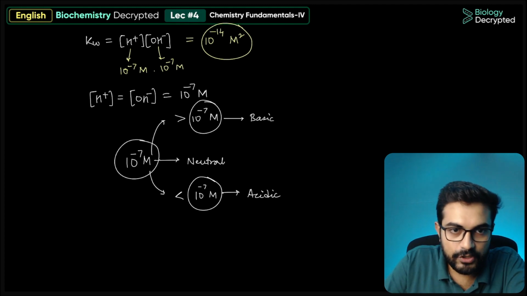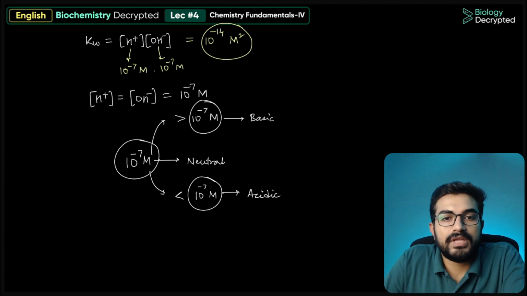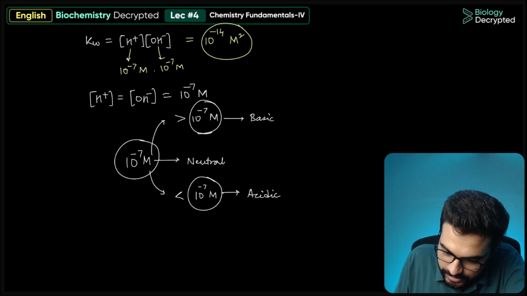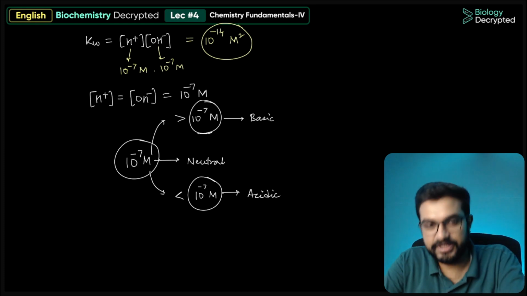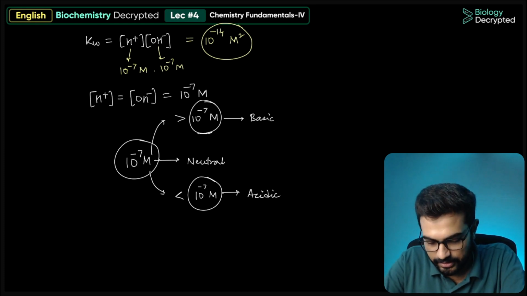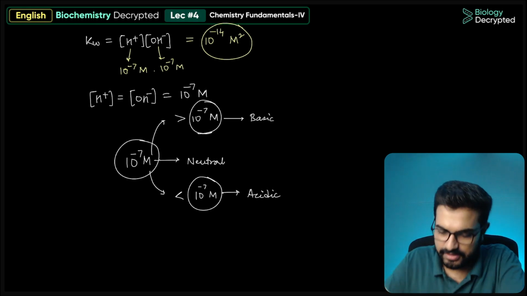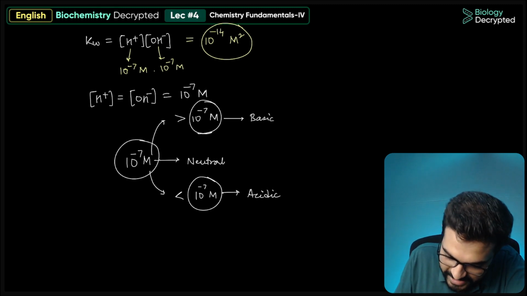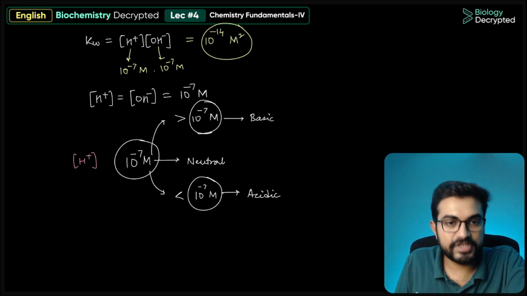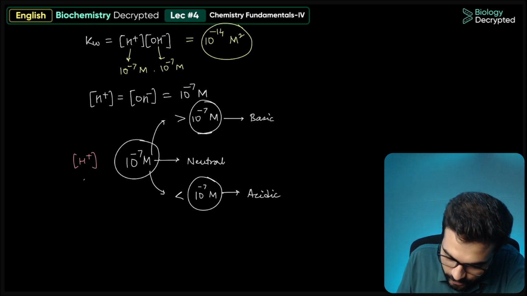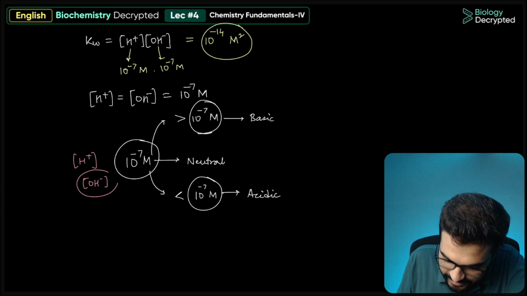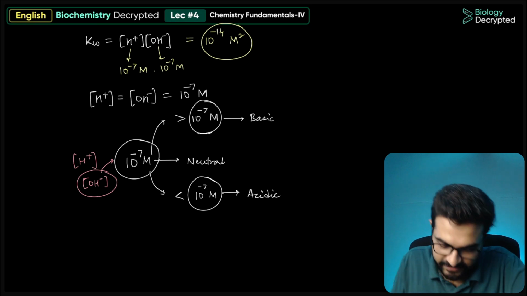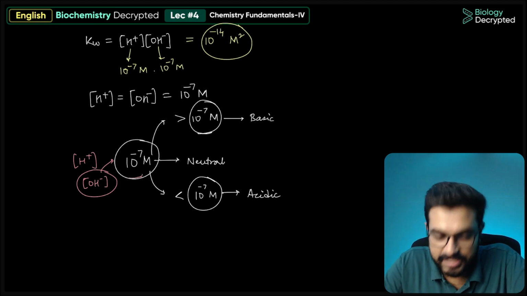Let me correct myself here. If there is a 10 to the power minus 7 molar H plus ion concentration, it will be neutral.